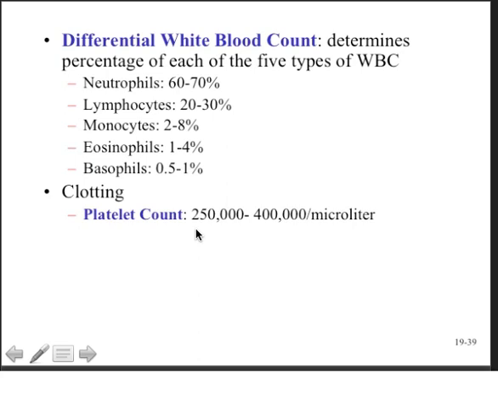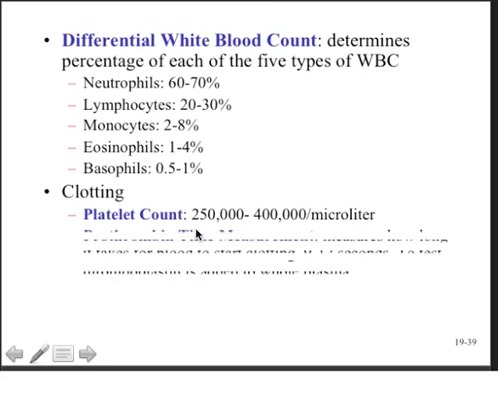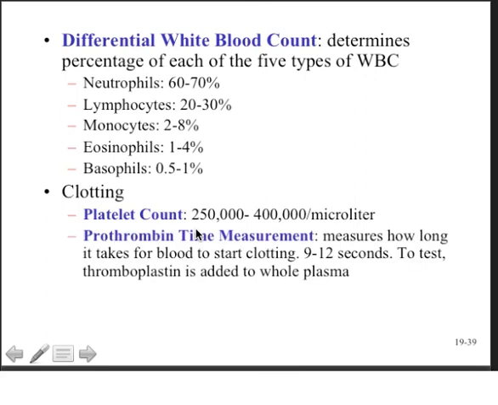Clotting is determined with the platelet count. The ability to clot is a measure of your blood's ability to prevent hemorrhage. Normal platelet count is between 250 to 400,000 platelets per microliter. If you've ever seen a platelet under the scope, as we saw earlier, they almost don't look like anything. You would think that they were debris, they're so small. But those are, in fact, anucleate membrane-bound sacs of clotting factor.